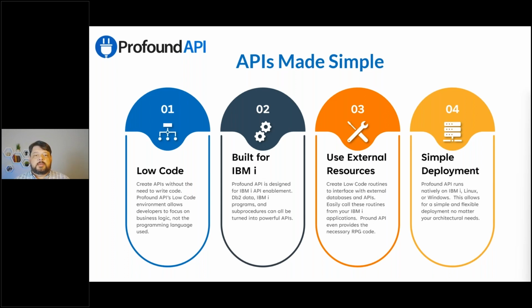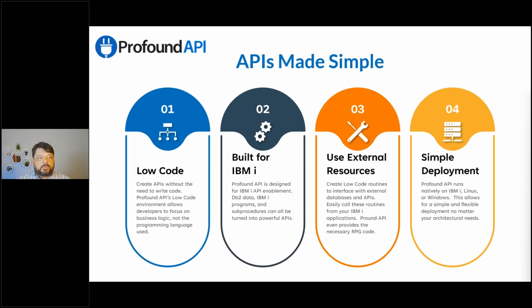Let's face it, shops these days have more than one system in their enterprise. They have more than one platform, more than one database, and Profound API can access them all. If you have data in a Microsoft SQL Server or in Oracle or in a MariaDB server, all of those things, you can just reach out and pull that data into your APIs alongside your IBM i resources and have one universal interface to all of those things.